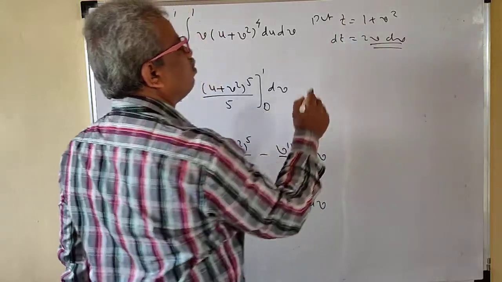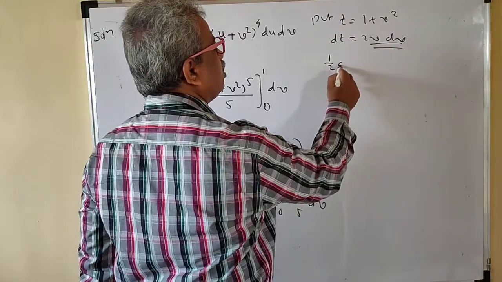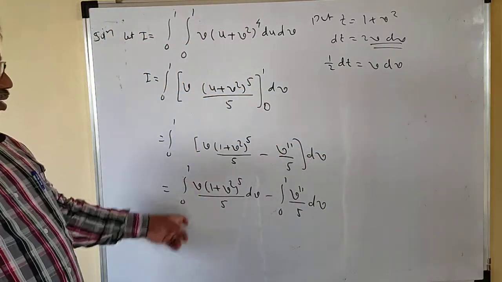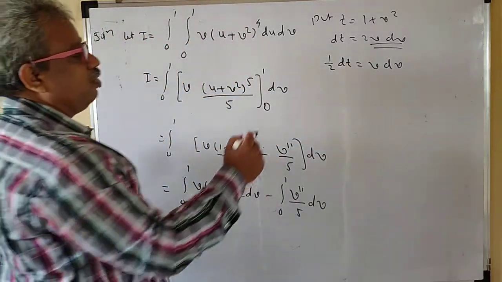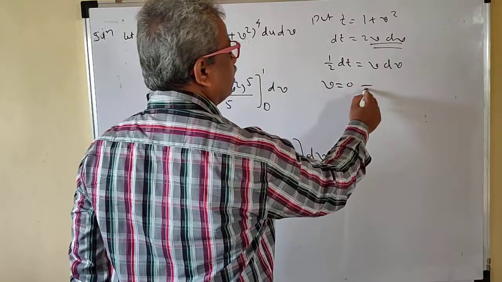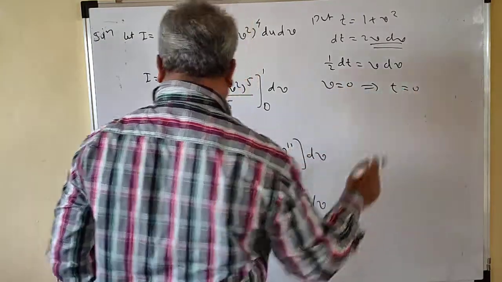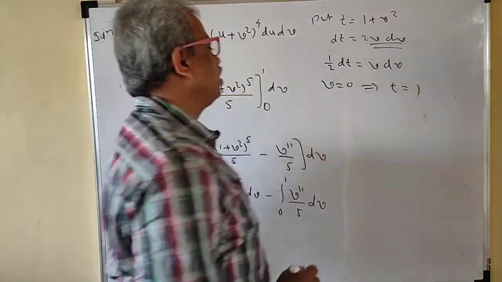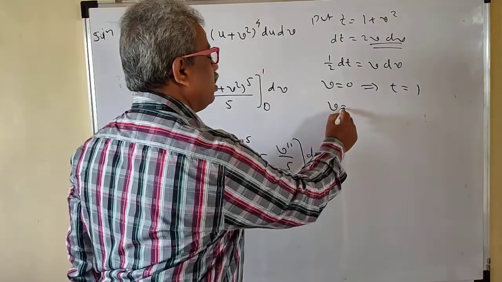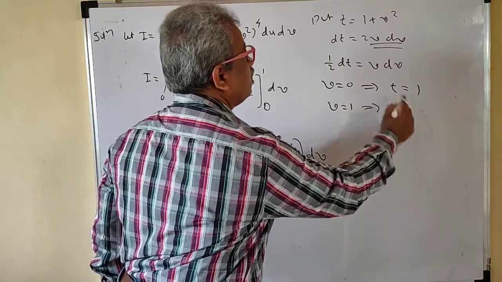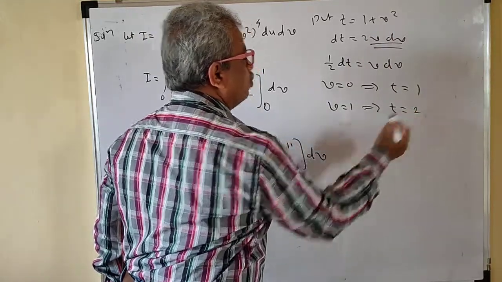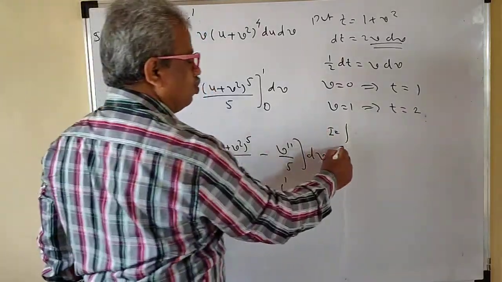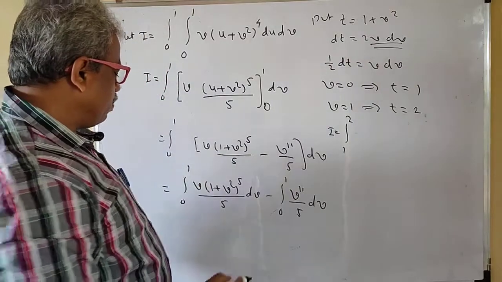Put t is equal to 1 plus v square, dt is equal to 2v dv, so v dv is dt by 2. Now these are the limits of v, so I will find the limits of t. When v is equal to 0, t is equal to 1 plus 0, so t is equal to 1. When v is equal to 1, t is equal to 2. Therefore, I is equal to 1 by 5 integral from 1 to 2.